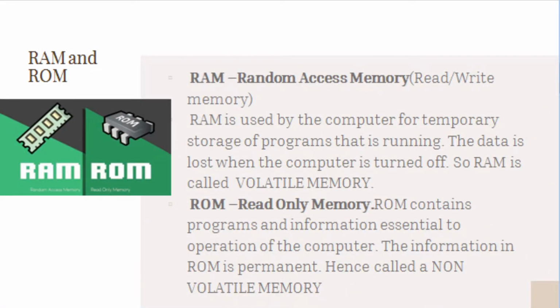There are two main kinds of memory inside a computer. They are the RAM and the ROM. RAM stands for random access memory. It is also called read or write memory. It is used by the computer for temporary storage of programs that are running. So when a program is being run by the CPU or the computer, RAM is used. And the data inside a RAM is lost when the computer is turned off. So RAM is called a volatile memory.